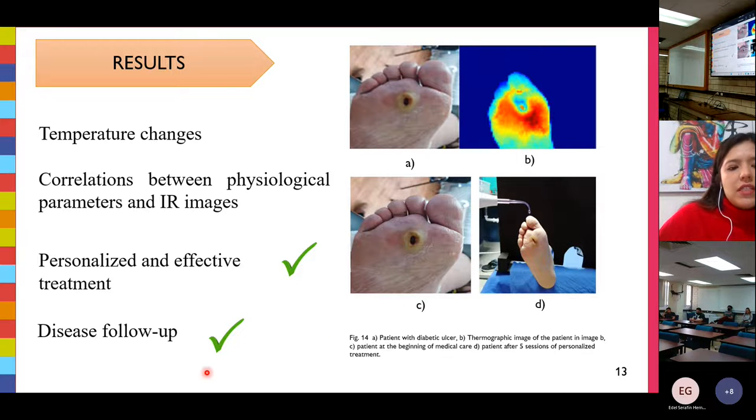The disease follow-up is important because, as we can see at the end of the images, we have a patient with type four in the Wagner scale. And after the treatment and the studies, we have a patient with good results.